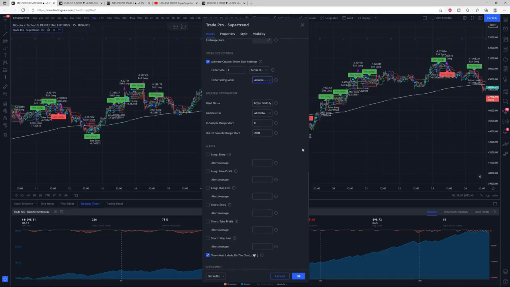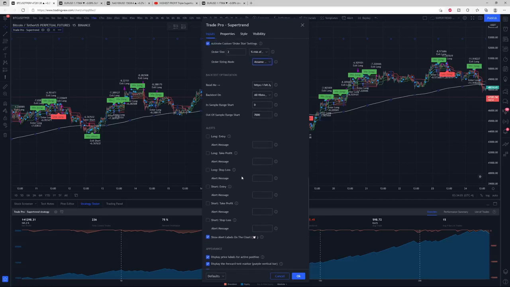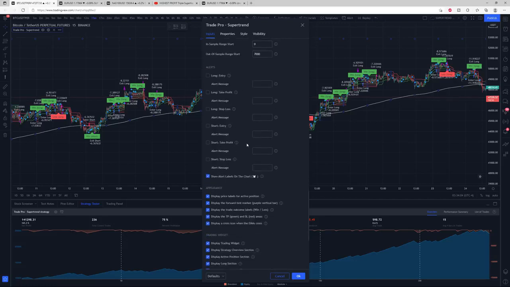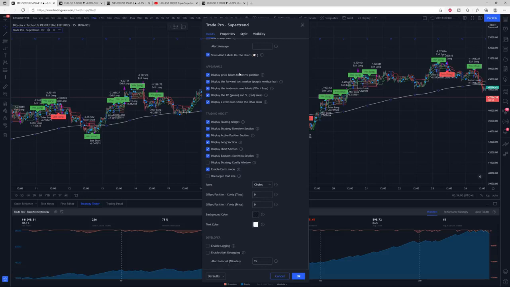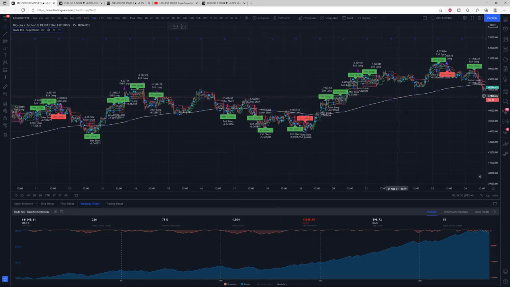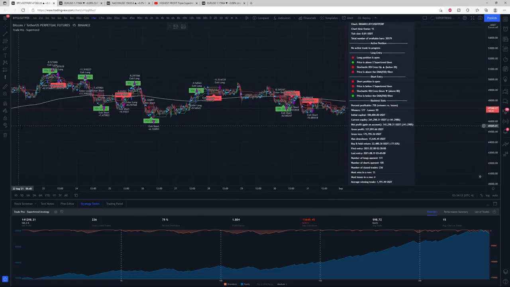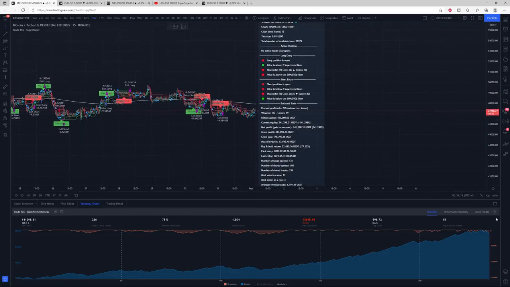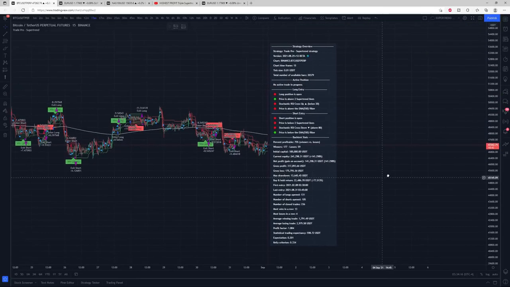We have a couple other things down here related to alerts, backtesting optimization, and the appearance, along with the trading widget. Now let's take a look at the trading widget, which will be on the far right over here. This is the widget. And I'll just get rid of this so we can see it better.